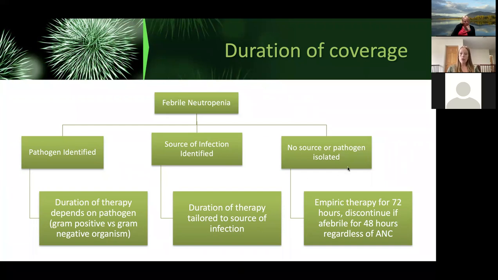But if there's no source, you can't find anything on history or physical, and there's no pathogen, all the microbiology studies are negative, then the recommendation would be the empiric therapy for 72 hours. And you can discontinue the therapy at 72 hours as long as they've been afebrile for 48 of those 72 hours. And that's regardless of their ANC. So you do not need to keep these people on coverage until their neutrophils recover. It's whether or not they are persistently febrile or in clinical stability, obviously. So again, 72 hours in total, but 48 hours of them being afebrile, you can discontinue their therapy regardless of their ANC count. Okay.